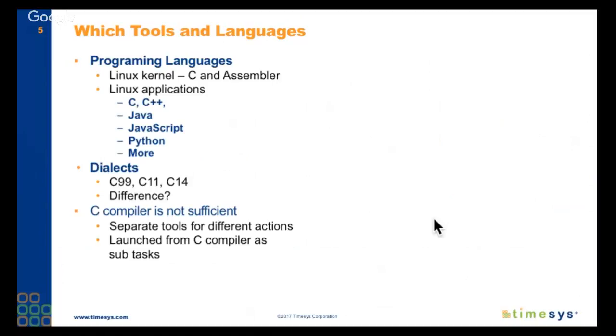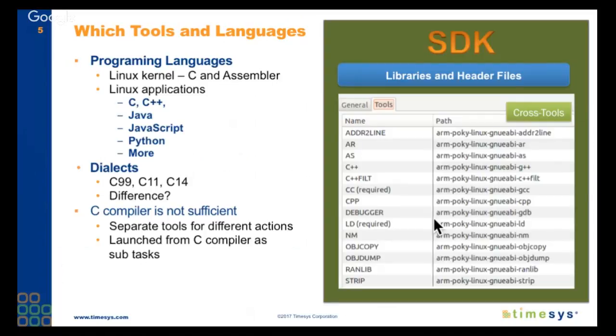There are many different programming languages, but to write embedded applications for embedded Linux, C and C++ are the primary languages. But the C compiler is not sufficient. There are other tools that are part of the cross toolchain which are important. Those tools are typically launched from the C compiler itself, so you don't have to explicitly call a linker. The compiler itself will know that.